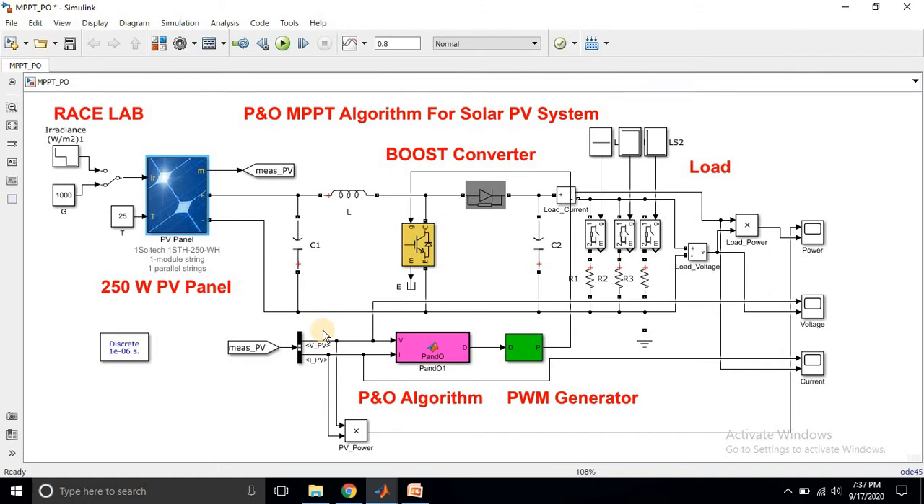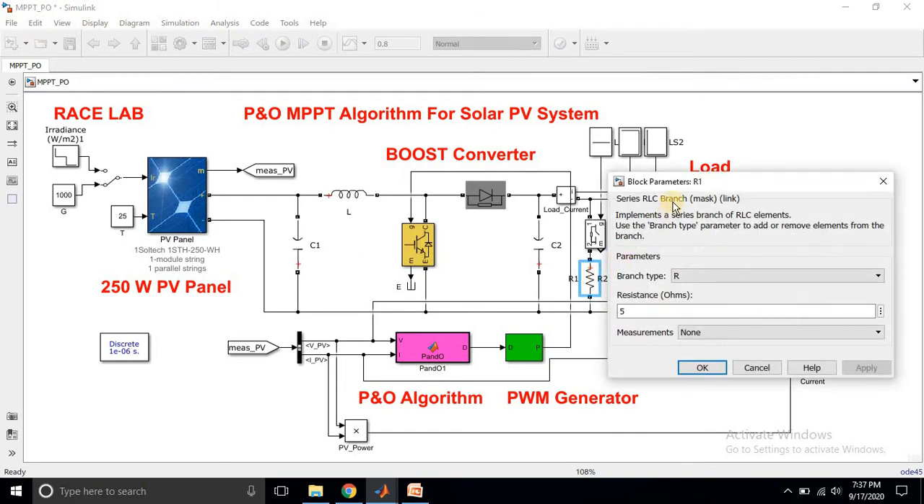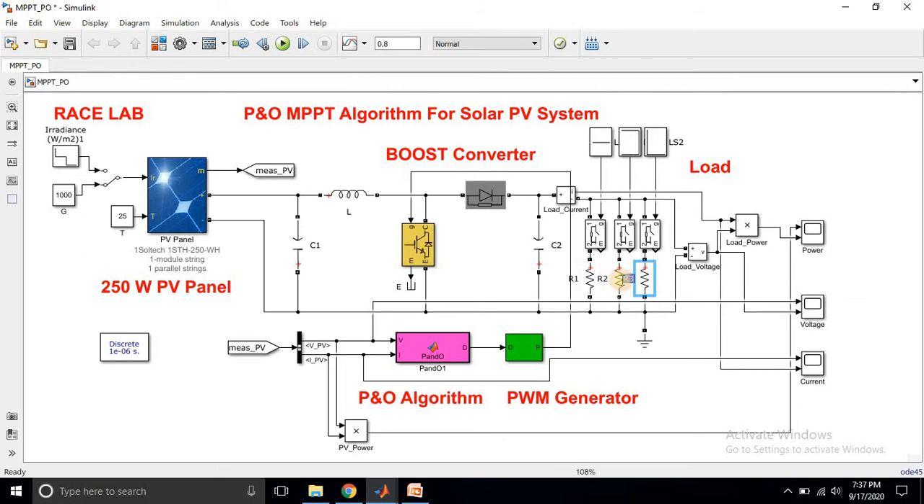Here we are going to use a boost converter between the load and the solar PV panel. The boost converter is placed between the solar PV panel and the load. Here I am going to consider different loads in order to check the reliability of the P&O algorithm. This is a variable load. I am going to take load values of 5 ohms, 30 ohms and 100 ohms. These are the load resistance values we are considering here.